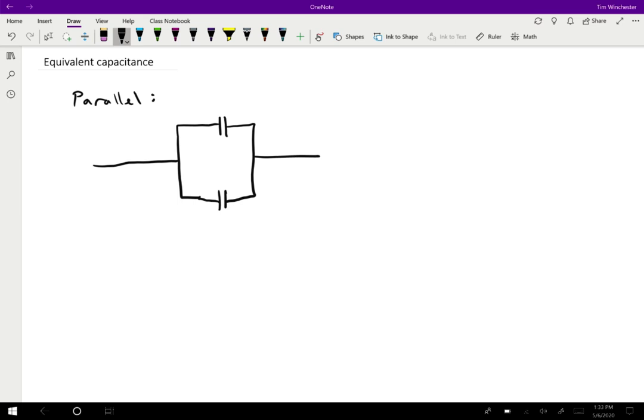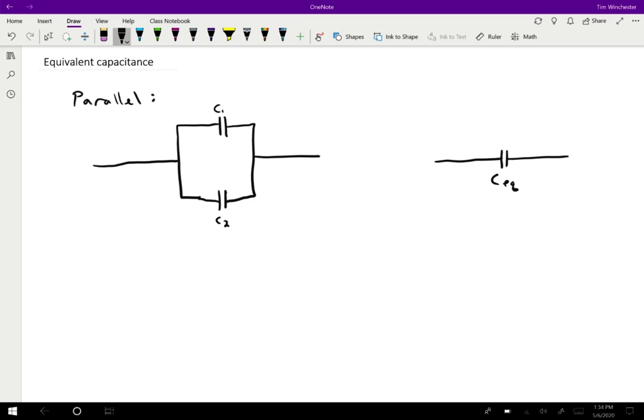I'm going to name them C1 and C2 so we know which one is which. They could be the same or they could be different. I'm going to allow that they are not the same as each other. What we want to do is come up with another capacitor that behaves the same way as this network of capacitors. I'm going to call that the equivalent capacitor, C equivalent.